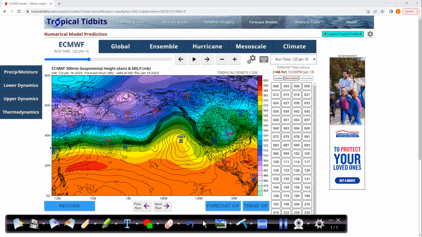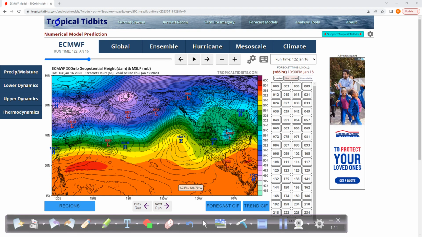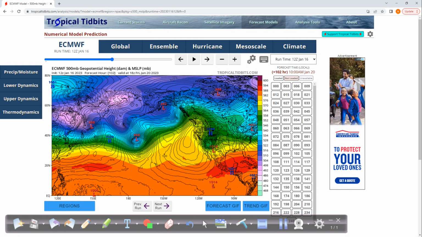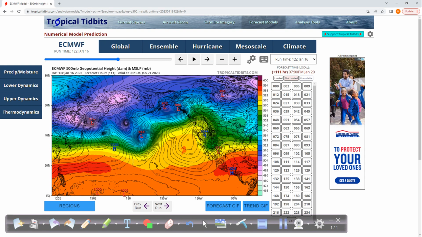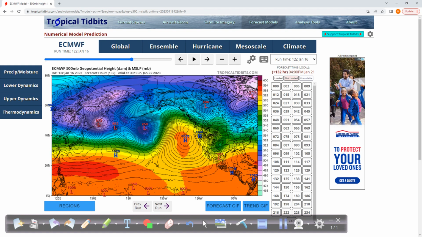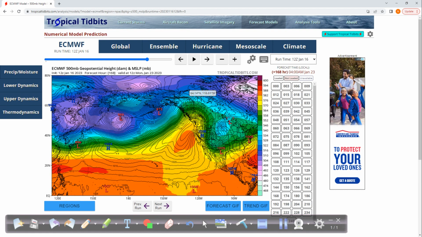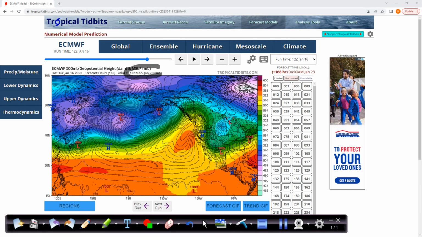This was the European model forecast from a week ago for this past Thursday. So if I go forward in time up to about the current time, you see that ridge built and then another low intensified behind it, and I'm just going slowly until I get to this morning. So this is this morning at 12Z January 23rd. So this was a week ago forecast for today. It was actually pretty accurate. Here's a ridge over the west coast.